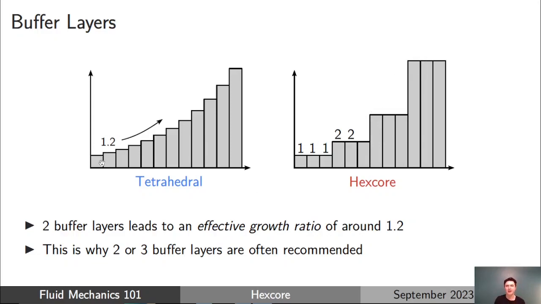And if you compare that to a regular geometric growth ratio of 1.2, which is what you might be used to, you can just see visually comparing the two that we're getting a similar progression of cell sizes away from the wall, even though with the Hexcore approach, of course, we're having to wait a few layers before we jump up and double the cell size. And this is exactly why something in the region of 2 or 3 buffer layers are often recommended as a default by the mesh generator, because we're getting a similar effective growth ratio to if we had a growth ratio of around 1.2.